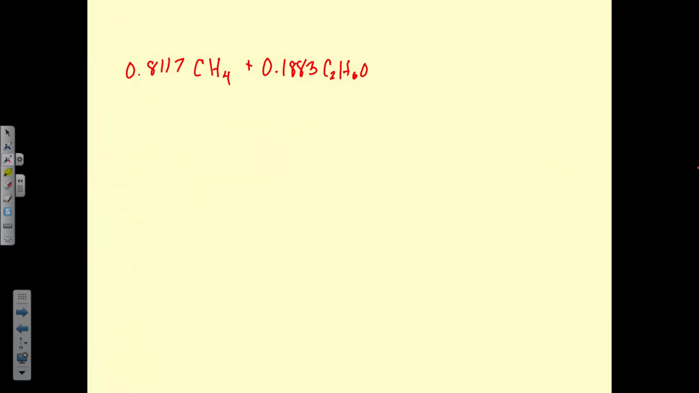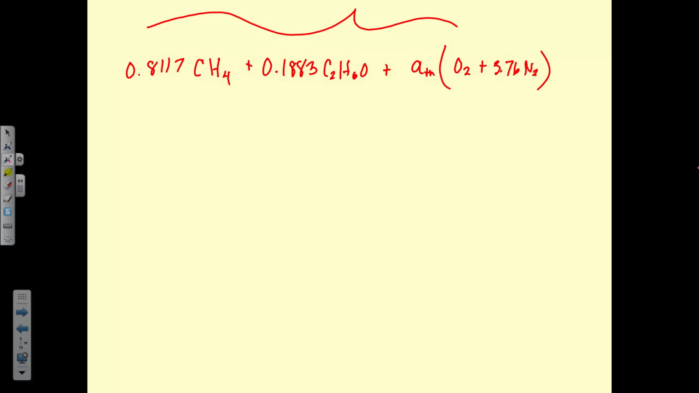Okay, so those are our reactants on the fuel side, but we need to react it with air. And so we have this theoretical amount of air multiplied by O2 plus 3.76 N2. So these are all the reactants.